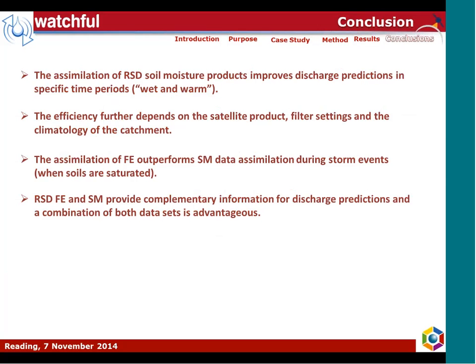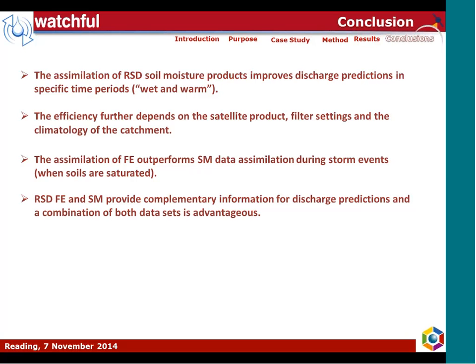So the conclusions for this work, these are very preliminary conclusions, since there are still many elements that need to be reconsidered. But one thing that we seem to understand is that assimilation of remote sensing derived soil moisture products can indeed improve discharge predictions, but this is restricted to specific time periods. We also see that the efficiency, of course, clearly depends not only on the satellite product, but also on the settings of the filter and also the climatology of the catchment. So there might be some catchments where soil moisture data assimilation isn't worth considering.